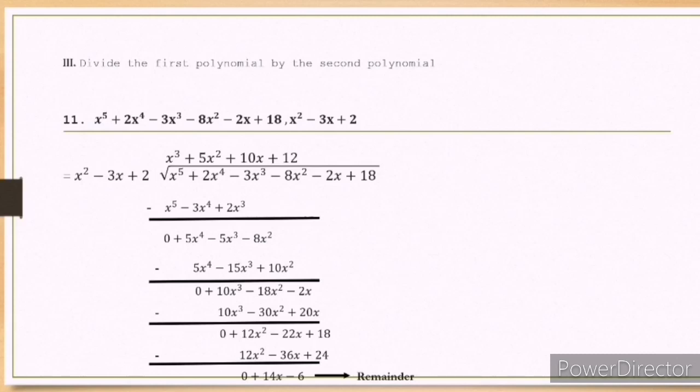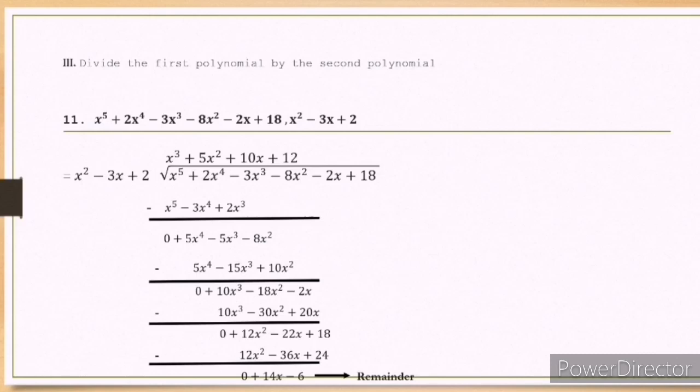10x cubed minus 10x cubed is equal to 0. Negative 18x squared minus negative 30x squared is equal to 12x squared. Negative 2x plus 20x is equal to 18x. Then bring down positive 18.